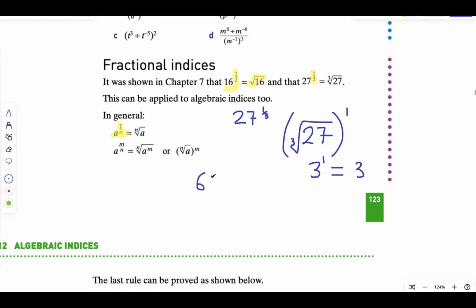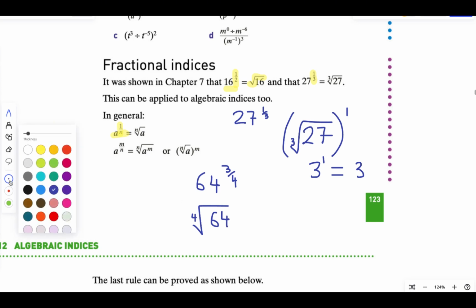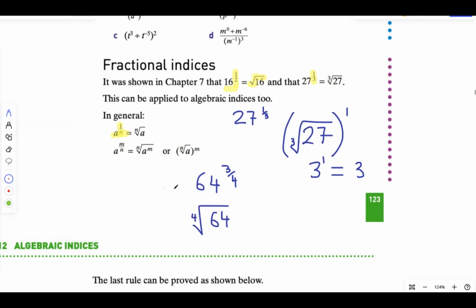For example, if I say find for me 64 raised to power 3 over 4. Okay, how to do this? The denominator will become the root. So which means I'm going to find the fourth root of 64. The denominator forms the root. And then the numerator forms the power. So I'm going to raise this whole thing to power 3, because the numerator is 3.